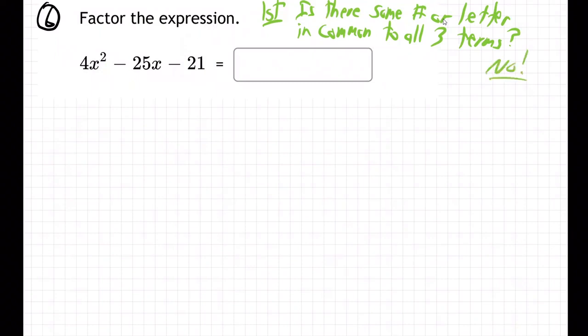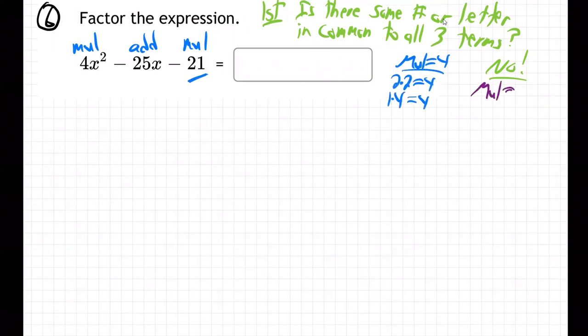Okay, so then what do we do? Well, then we go ahead and we write multiply, add, multiply. And then we think about what can multiply to equal 4 in the front? Well, 2 times 2 is 4, and 1 times 4 is 4. And then what about the back? What can multiply to equal 21 in the back?